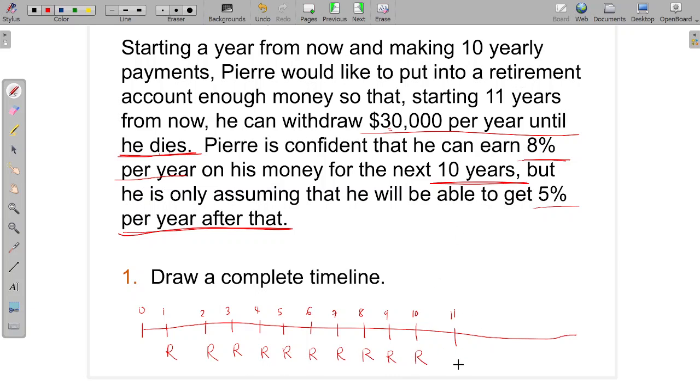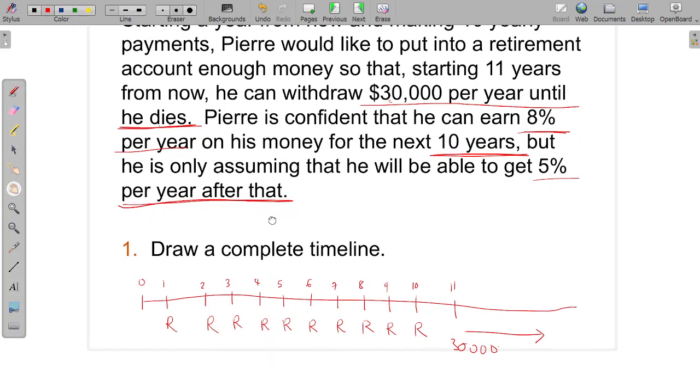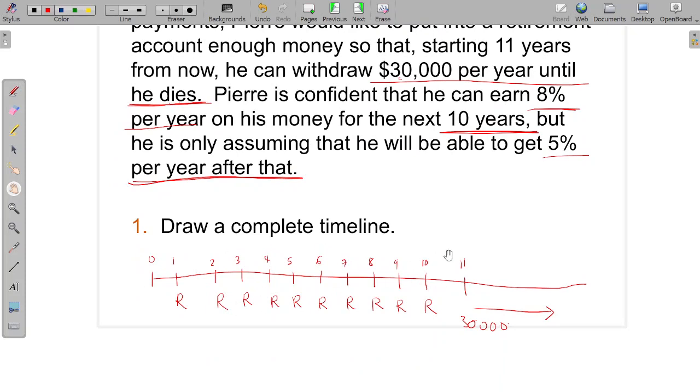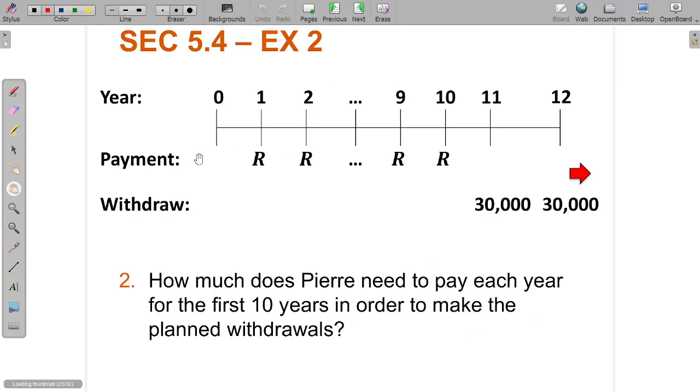And then after that, he starts to withdraw $30,000 for the rest. We don't know how long it will take to do so. So this is the timeline: payment for 10 years, then you start to withdraw till he dies. That is what we have just drawn here.